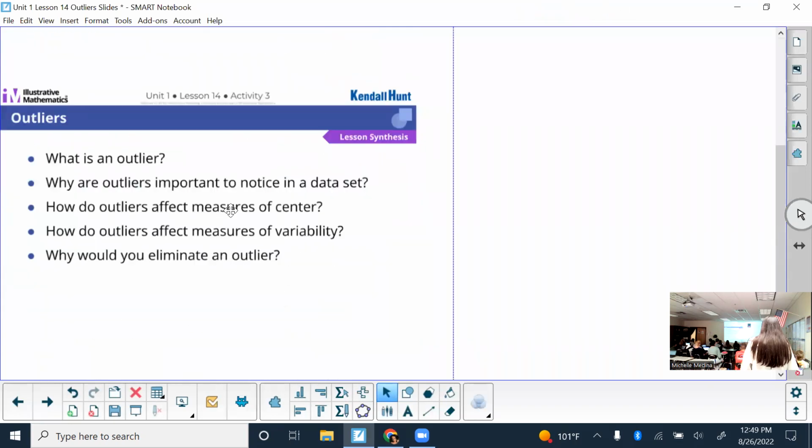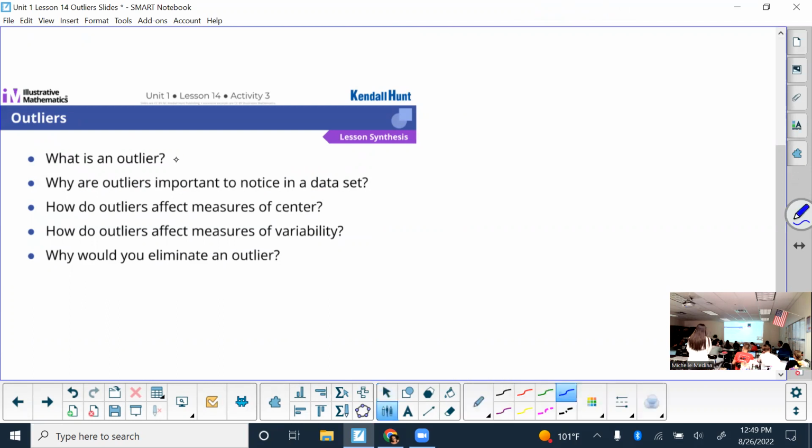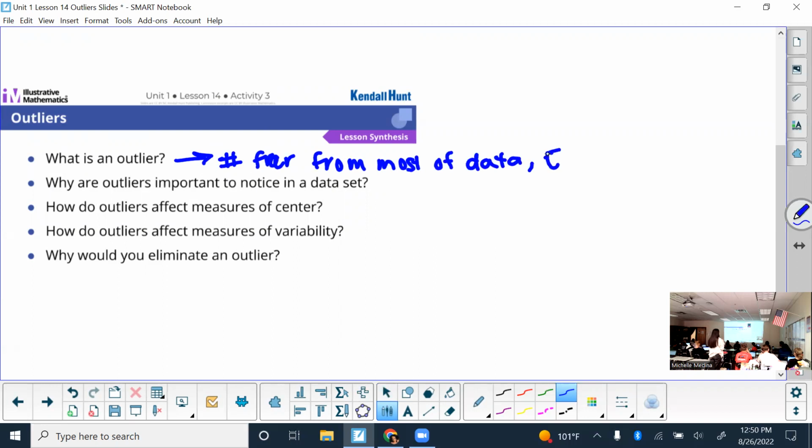I don't think they're printed anywhere, so let's just talk about it. What is an outlier? In your own words, what's an outlier? Anyone other than Camille? She's been doing all the work for you guys. It's a number that is far from most of the data. All right, sometimes we call it an extreme value. So it could be extremely high, it could be extremely low compared to the rest of the data.